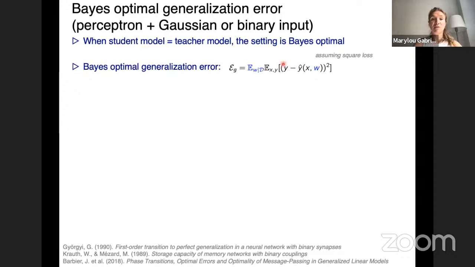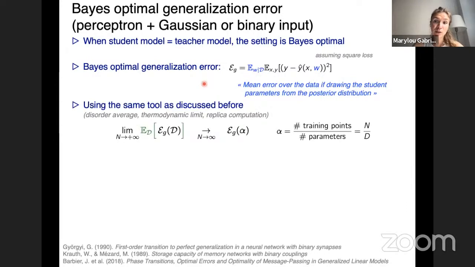And assuming that I have a square loss, the generalization error is going to be the square difference between the actual teacher prediction of the label, so the actual label in the type of data I'm trying to learn, compared to what the student is predicting for the label. And this is averaged over all the possible data. That's just the definition of the generalization error. And it's going to be Bayes optimal when I'm computing this average with respect to the posterior distribution on the weights, knowing the data. So if I'm considering all the information I have on the weights given the data, then I can compute this Bayes optimal generalization error.